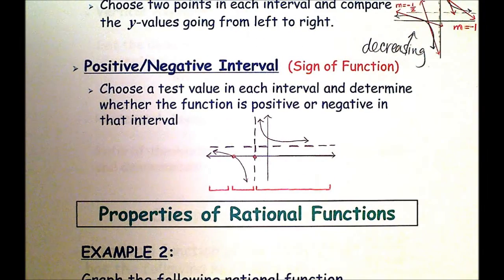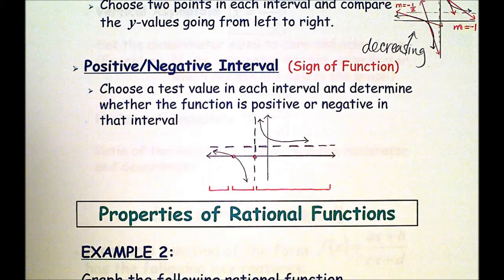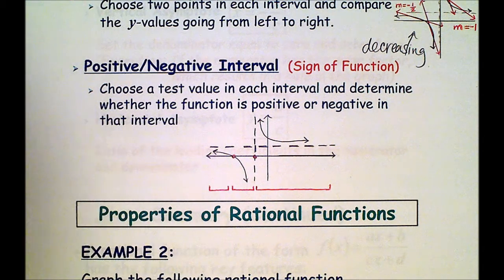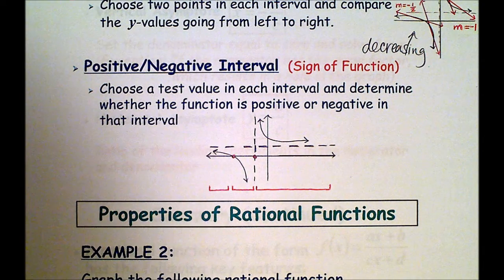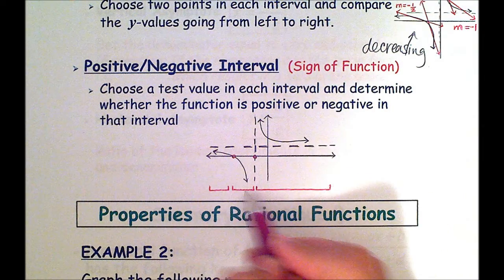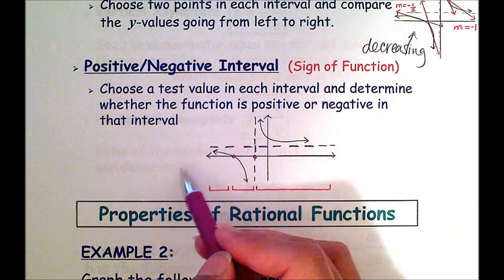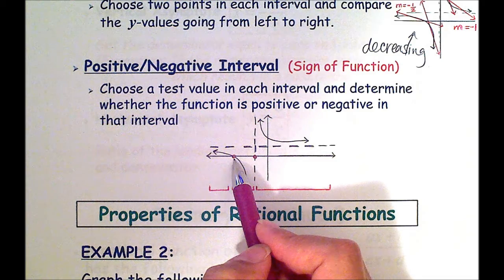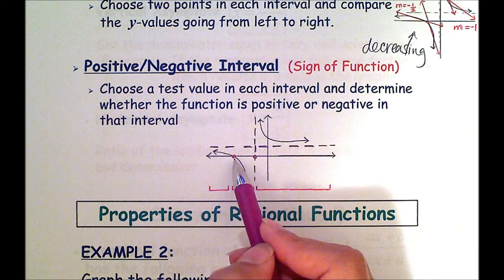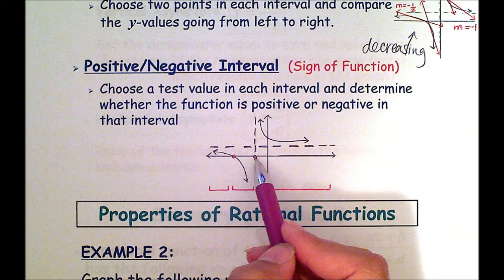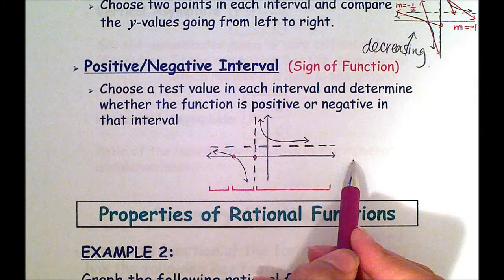In terms of positive and negative intervals, what you want to look at is the sign of the function. Anywhere there's a significant change in the function, so wherever there's a vertical asymptote or wherever there's an x-intercept, those are the kinds of intervals you want to focus on to see whether the function has a positive interval or a negative interval. Here I've drawn a rational function, and I've broken it up into 3 intervals. The first interval goes from negative infinity to the only x-intercept that I have. The second interval goes from the x-intercept to the vertical asymptote, and the third interval goes from the vertical asymptote over to positive infinity.